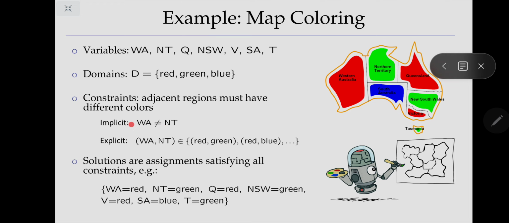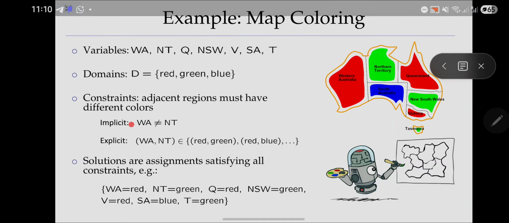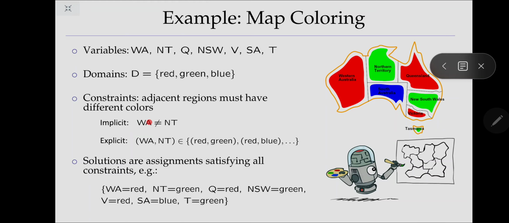Logical constraint is very, very compact, because different colors for any pair of the nodes is compressed in a single logical constraint. We can define a similar logical constraint, for example, for any pair of the nodes: WA and Q, WA and NSW, WA and V, WA and SA, yeah?